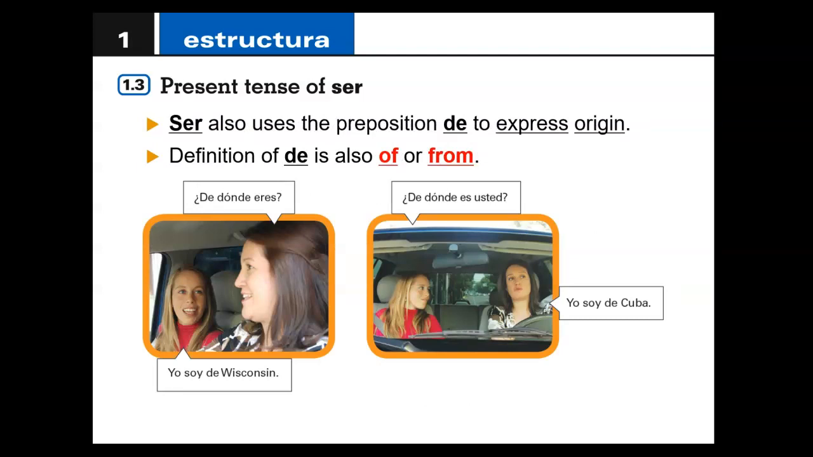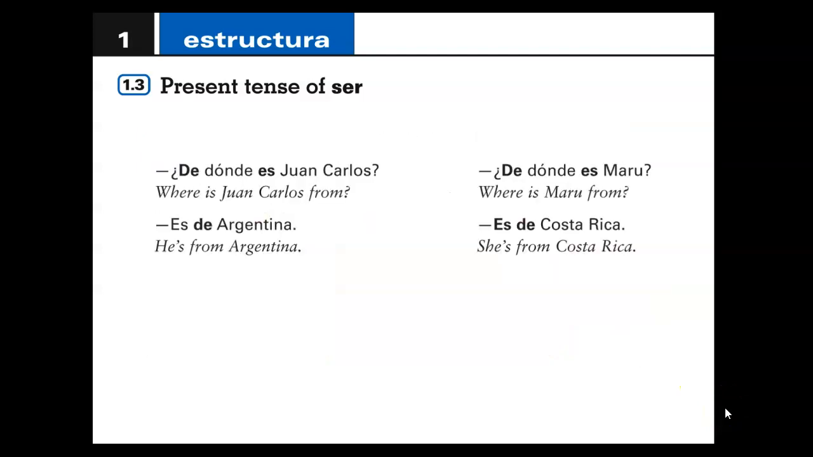Another reason we use ser is for expressing origin. Ser also uses the preposition de to express origin. The definition of de is also of or from. You're going to see de quite often, and it can mean of and it can mean from. The example they gave you is ¿De dónde eres? Where are you from? Yo soy de Wisconsin. Then you have ¿De dónde es usted? Again, you see de, and she responds with Yo soy de Cuba. I am from Cuba. So we use it to express origin as well.